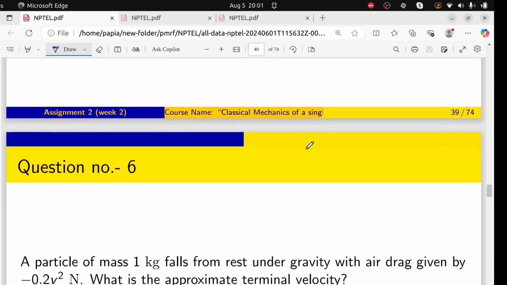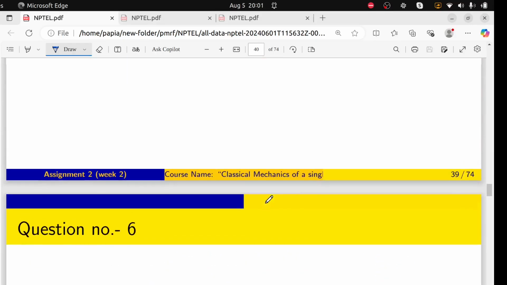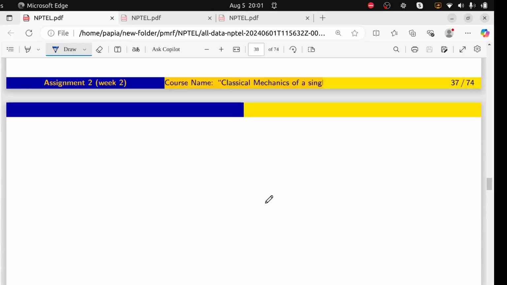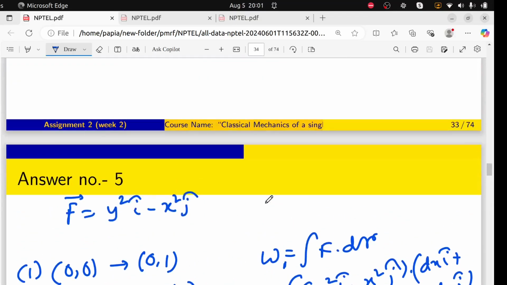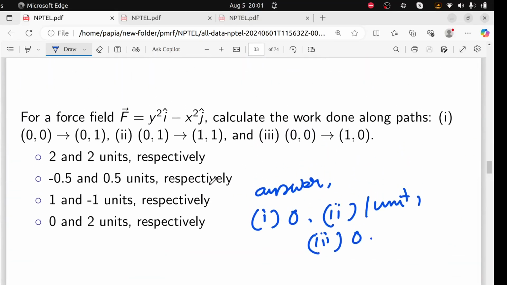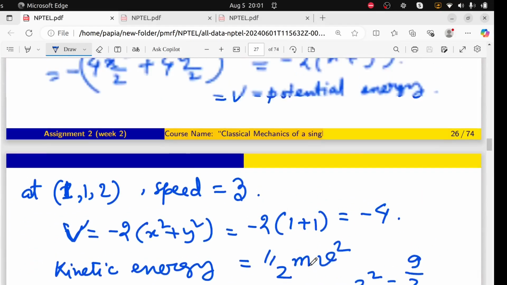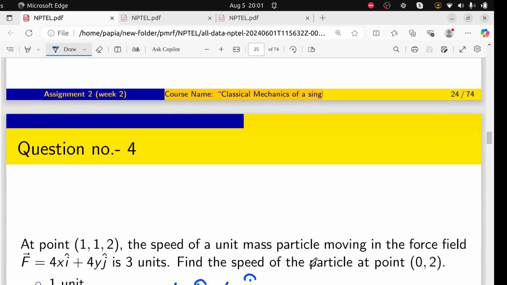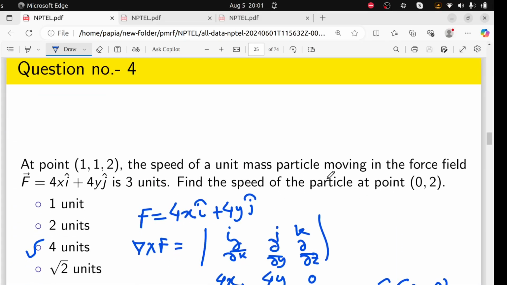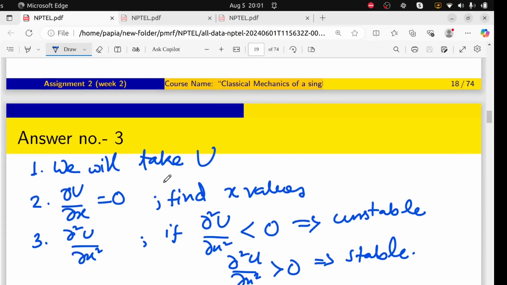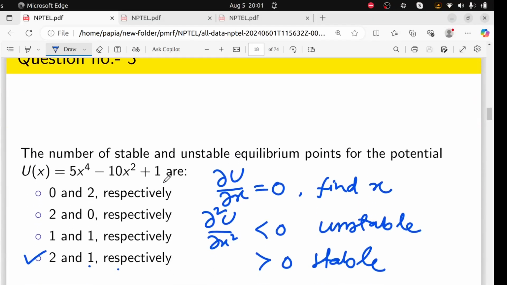Then under gravity, what will be the terminal velocity? It will be 7 units. Then x1, x2, x3, calculate the path, and the answer will be 0, 1 unit, and 0. Then this is an interesting question, that at a point the speed of the unit mass particle is given. Force field is given and speed is given. Find the speed of the particle at another point. And the number of stable and unstable equilibrium points for the potential U(x) = x to the power 4 minus 10 x square plus 1.